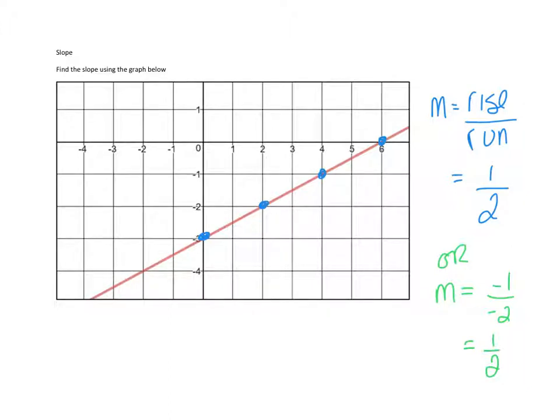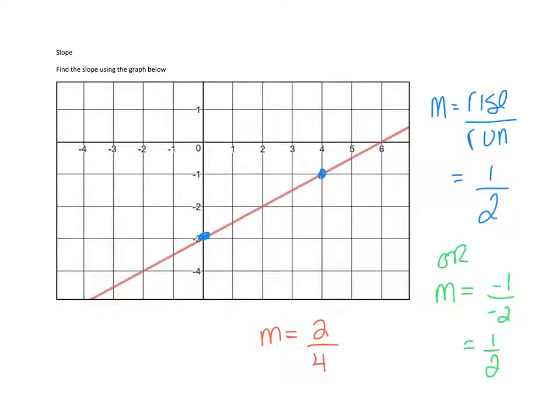And maybe we tried a different set of points that were further apart. So if we take a look at that, let's say I started here, I could go from here, and we're going to count all the way over to here. So if we look at that, we count up 1, 2, so I get a rise of 2. And then a run of 1, 2, 3, 4. So I got a run of 4.